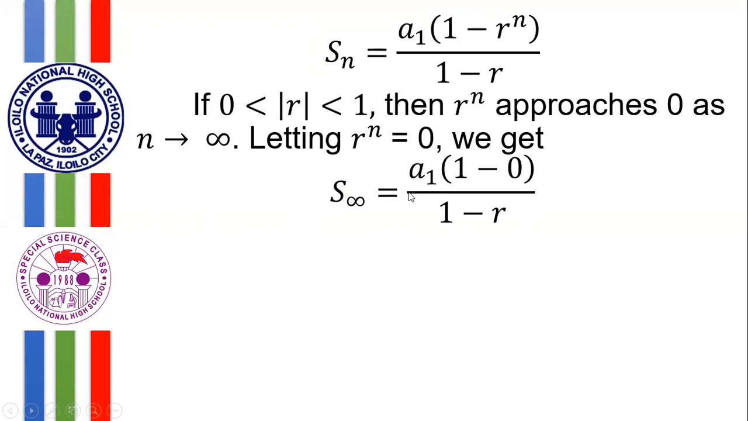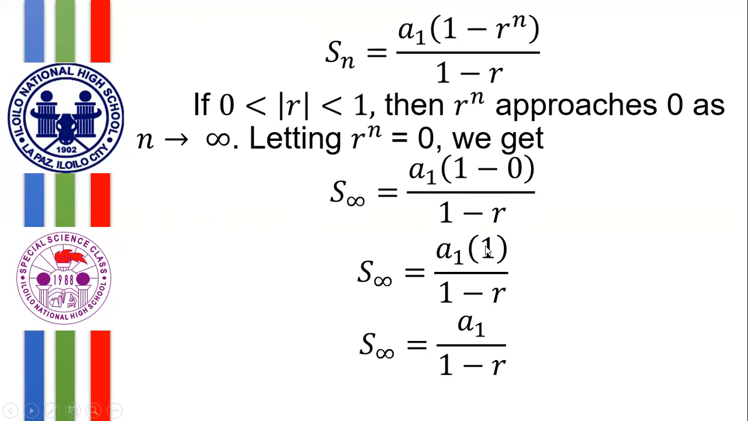S sub infinity equals a sub 1 times the quantity 1 minus 0 all over 1 minus r. 1 minus 0 is equal to 1. In the numerator, that's a sub 1 times 1, it's a sub 1. And copying the rest, we have s sub infinity equals a sub 1 all over 1 minus r. But again, I would like to emphasize that the absolute value of your common ratio here has to be between 0 and 1. Your infinite geometric series has to be converging.